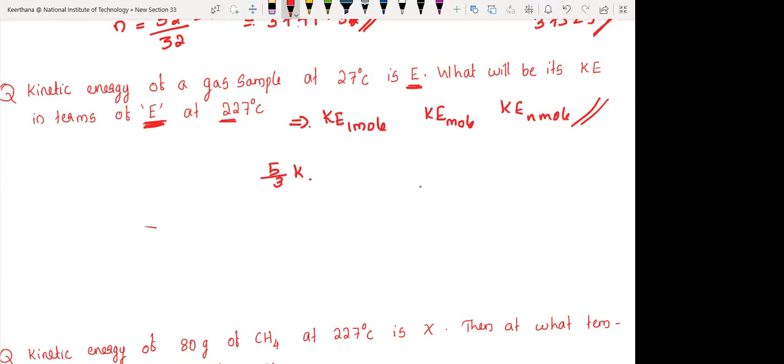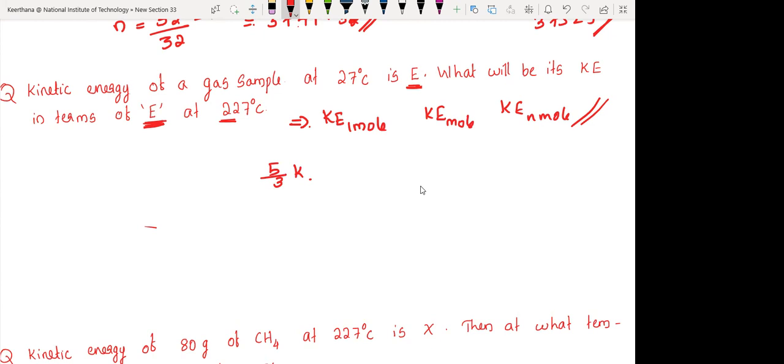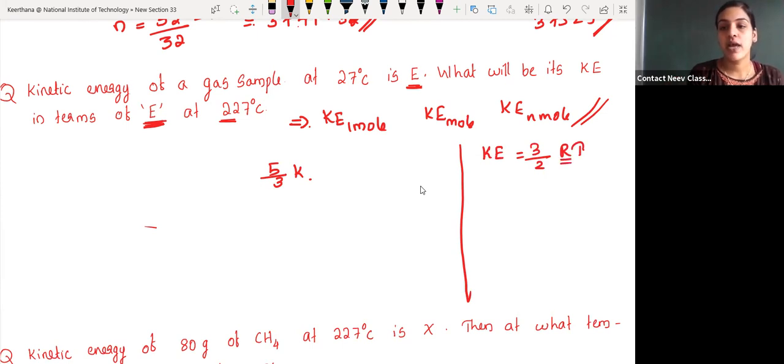Ma'am, I think it would be simpler if we use KE is directly proportional to T. Yes, so KE1 by KE2 equals T1 by T2. That is the simpler way. And we know that kinetic energy, if it is for 1 mole, is 3/2 RT. If it is for n moles, it is 3/2 nRT. For 1 molecule, it is 3/2 kT. And R is a constant. Kinetic energy is directly proportional to T.